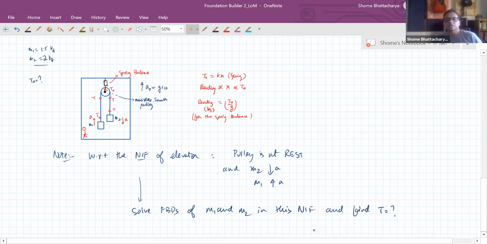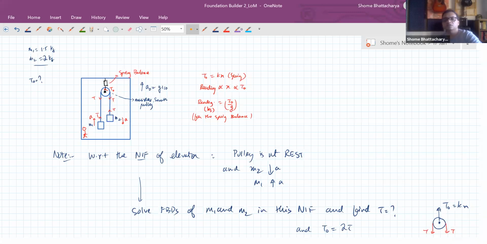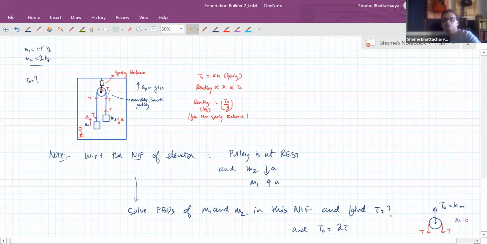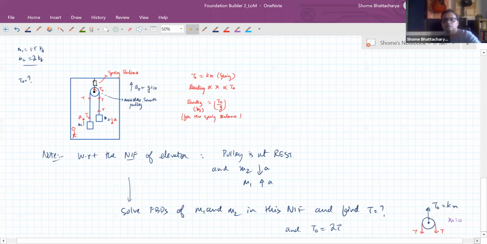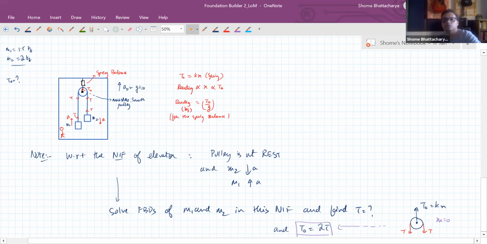And once we have found tension T, the tension T naught in that spring will become 2T, because the axle of the pulley is being pulled up with that tension T naught, which is Kx in the spring, and the pulley is also being pulled down by the thread on either side with tension T and tension T. Since the mass of the pulley is zero, because it's massless, the net force on it should be zero. So that's how we get that this should be equal to 2T. Once you get 2T, from that we can get the reading of the spring balance.